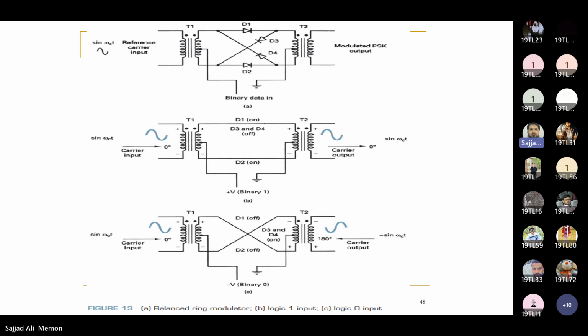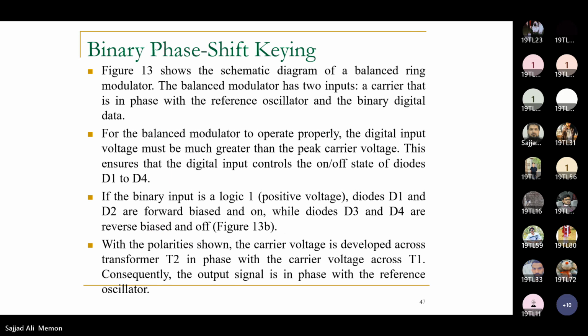Figure 13 shows you the balanced ring modulator, for logic 1 input and logic 0 input. You might have learned this ring modulator in basic electronics, maybe when you did the rectifier, bridge rectification, if I am calling it correctly. So that was the diagram of a balanced ring modulator.